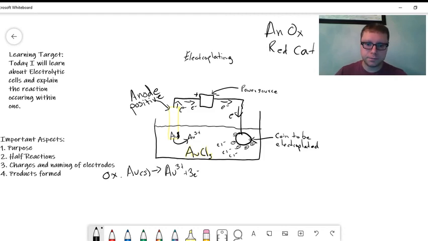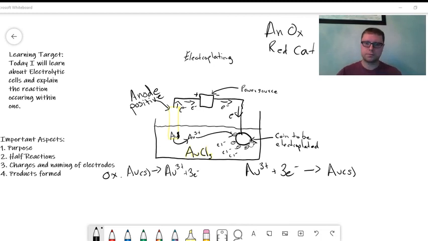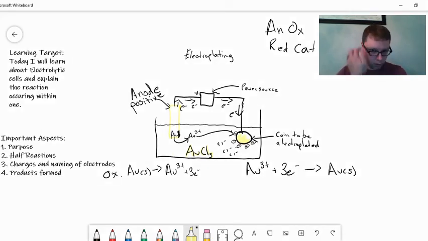Now what's going to happen over here is that this gold is going to be attracted to these negative charges that are on your coin. So your gold is going to go from this 3 plus and gain 3 electrons and form just solid gold. And when this happens, you're going to start to notice that this coin is going to get a yellow finish on it, just like you would expect of gold. So as that reaction proceeds, you're going to get some more gold plating.